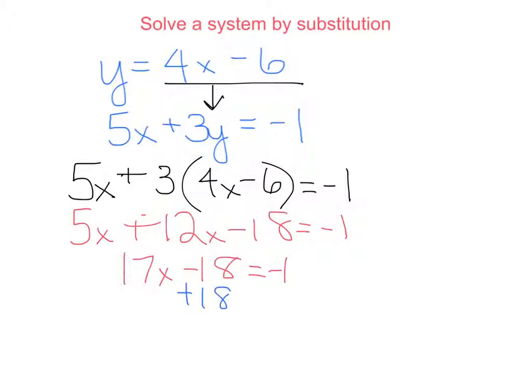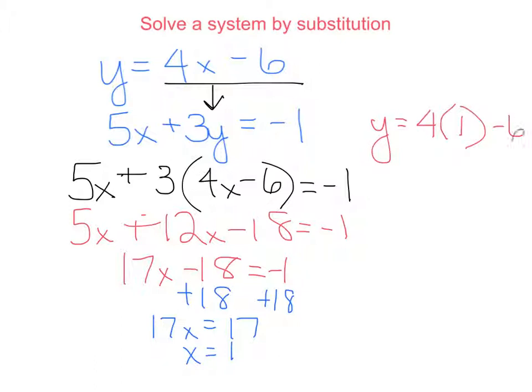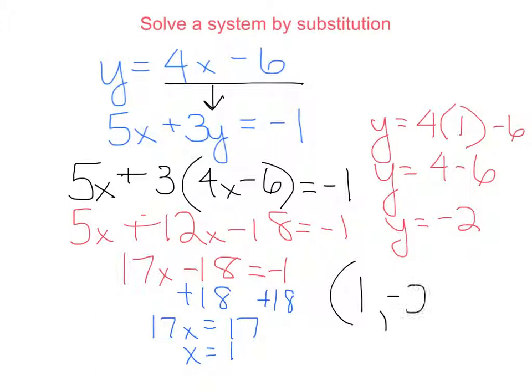We add 18 to both sides, so we get 17x equals 17. So we know that x is 1. Now we use this x value to substitute it back into our original y equation. So y equals 4 times 1 minus 6. So y equals 4 minus 6. So y equals negative 2. So your answer for your ordered pair would be 1, negative 2.